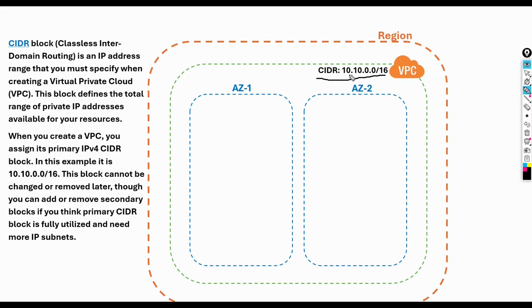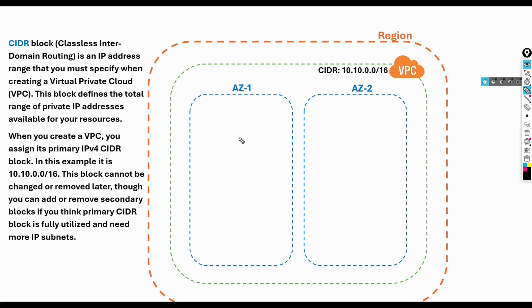In this example, 10.10.0.0/16. Later on, when we are going to create the subnet in AZ, we divide this network into subnets. So multiple subnets we can divide according to our requirement and we can assign within the AZs. This block defines the total range of private IP addresses available for your resources. As I said, we create multiple subnets and we can assign as per our requirement.